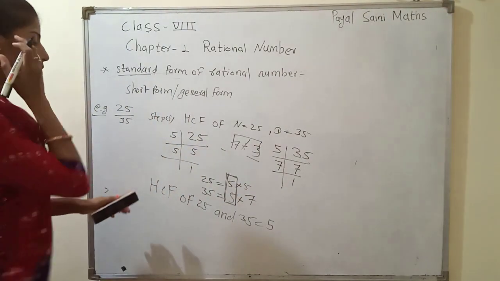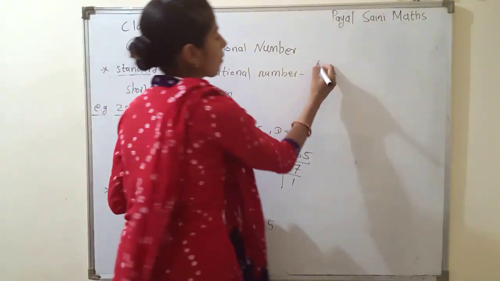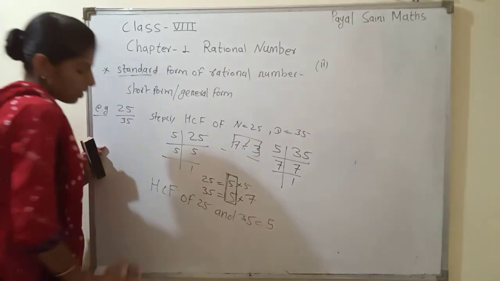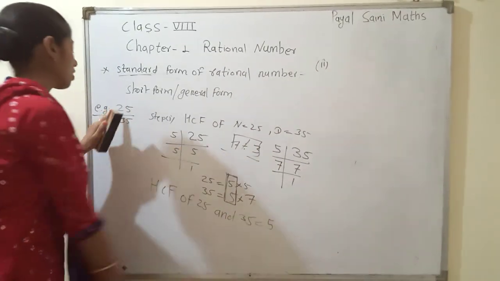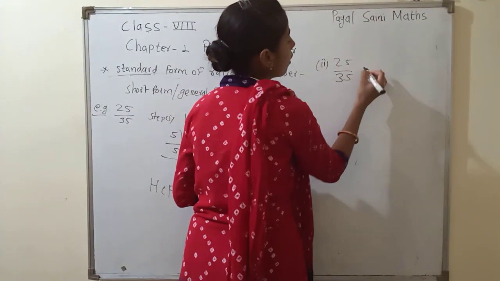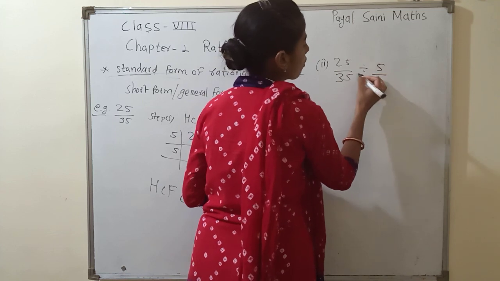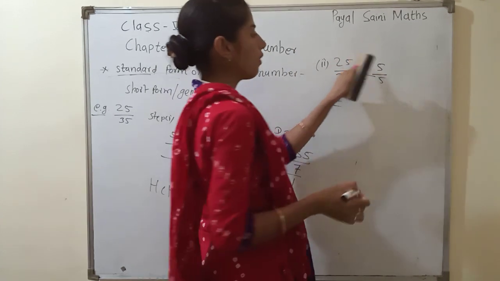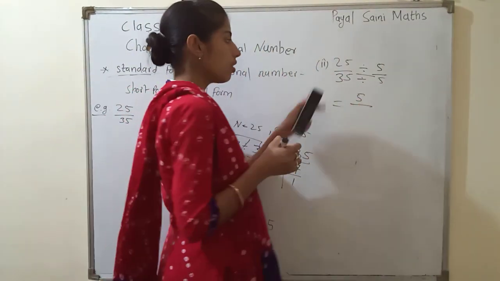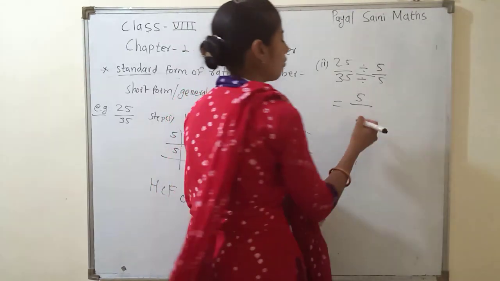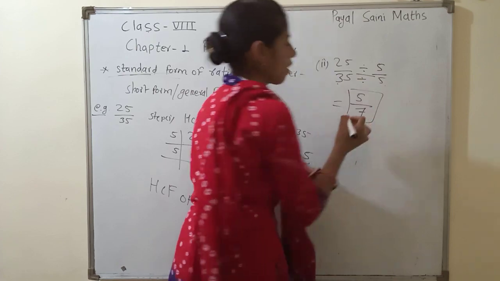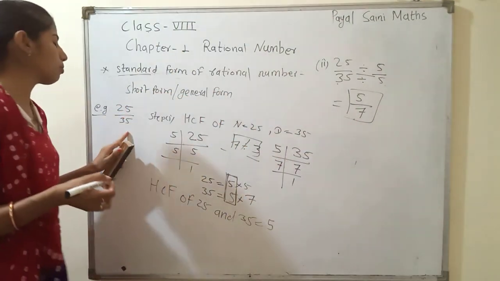Now the second step. Step number second: we have solved and the HCF is 5. Now we divide the rational number by the HCF. So 25 and 35 are both divided by 5. 25 divided by 5 is 5 times. Then 35 divided by 5 is 7 times. Then 5 by 7 is the standard form of 25 by 35.